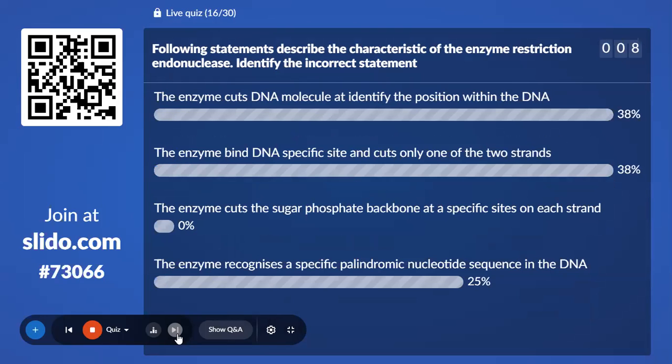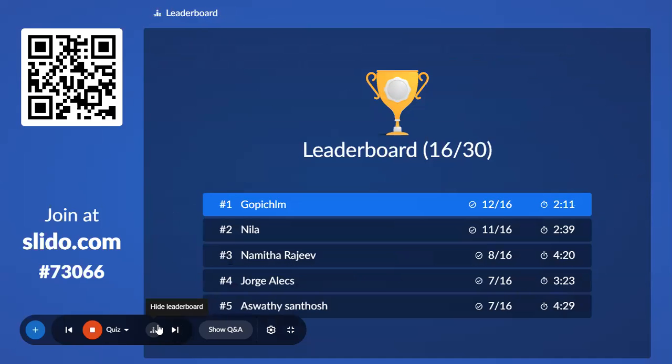We have equal voting for option A and option B, and 25% for option D. Let's reveal the correct answer. 38% of students voted it as option B, and that's the correct answer. Showing the leaderboard. Again, changes for Namita and George. Namita came to the third position and George to the fourth position.